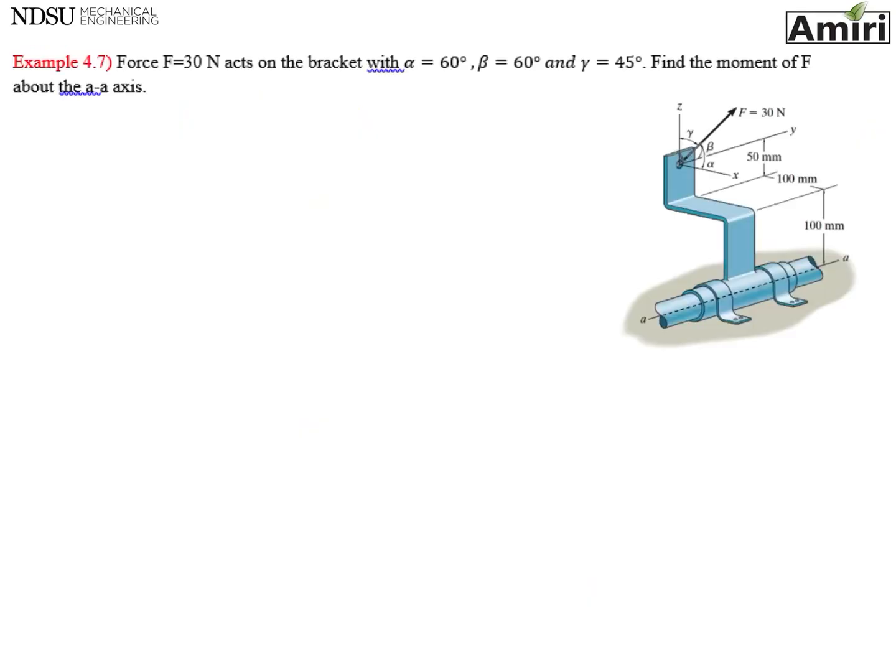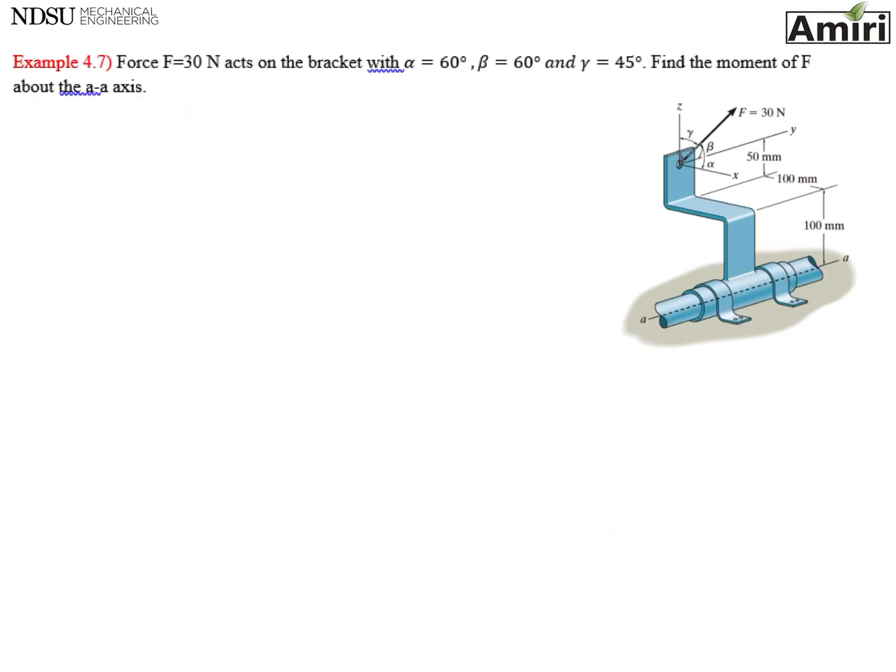So let's look at another one. This one asks us to find a force of 30 newtons acting on the bracket with alpha of this much, beta of this much, and gamma of this much. Find the moment of F about the AA axis. It's very similar to the problem that we just did.